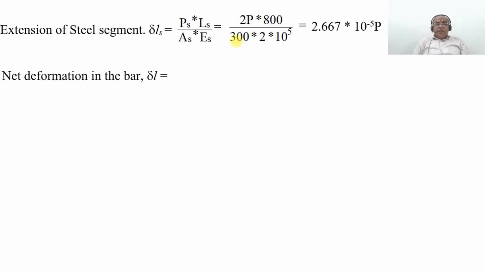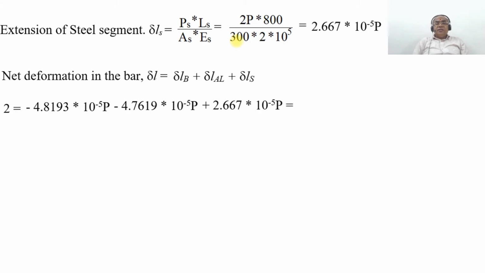The net deformation in the bar, delta L, will be equal to delta LB plus delta LAL plus delta LAS. So the net deformation should not exceed 2 mm. Therefore, 2 is equal to minus 4.8193 into P into 10 to the power of minus 5, minus 4.7619 into 10 to the power of minus 5 into P, plus 2.667 into 10 to the power of minus 5 P.